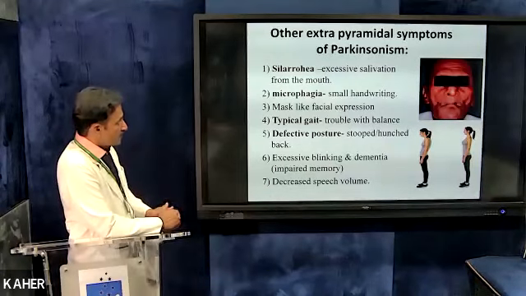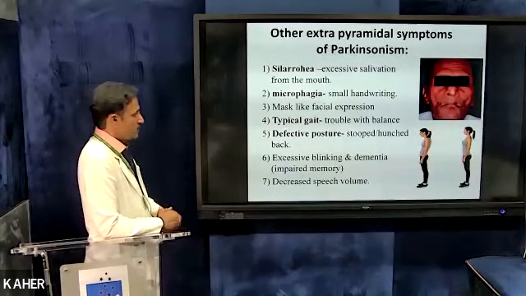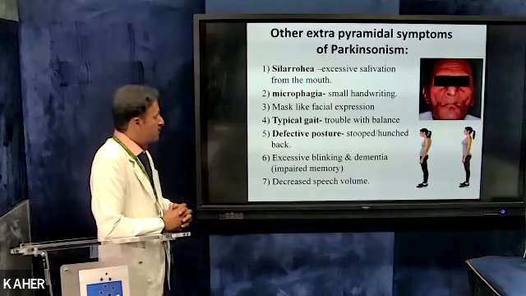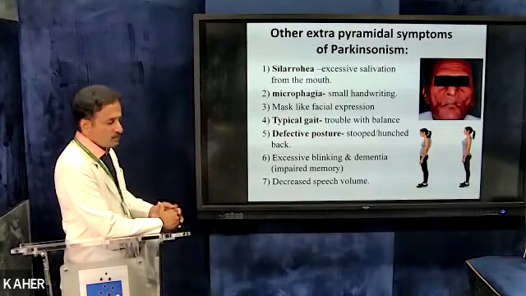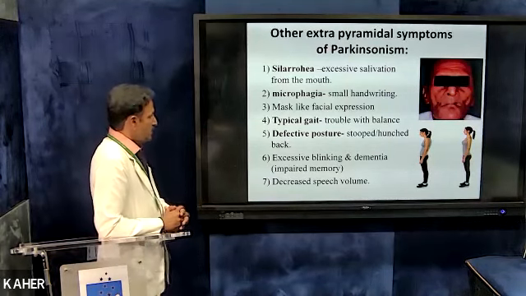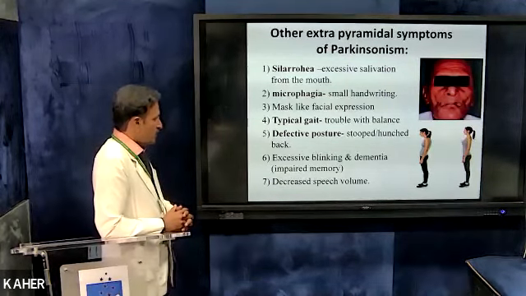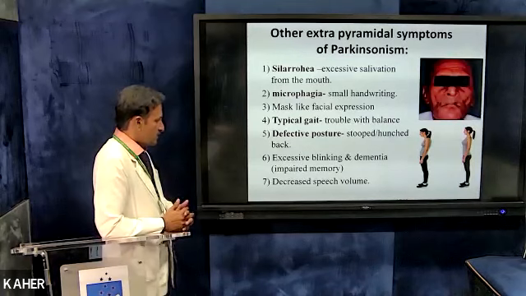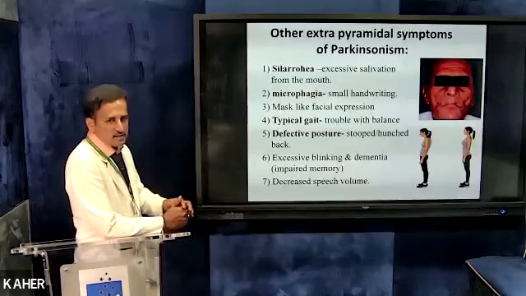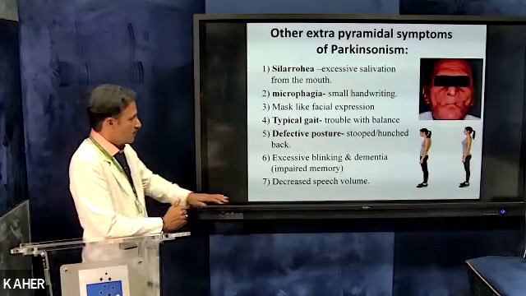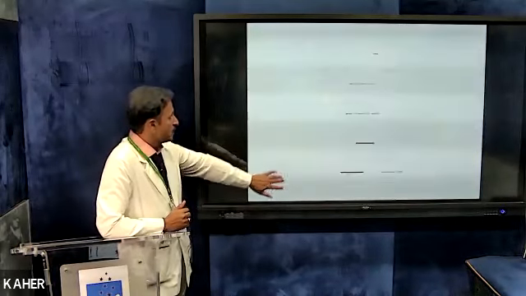Other extrapyramidal effects of Parkinsonism, affecting the extrapyramidal part of the brain, are usually sialorrhea, that is excessive salivation from the mouth, and micrographia, a typical gait, defective postures, excessive blinking, dementia, and decreased speech volume. If the person is talking, other people are not able to listen properly.